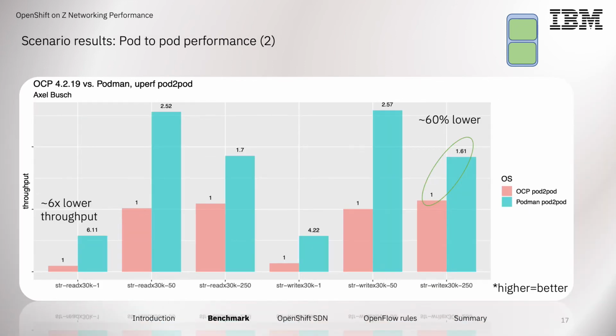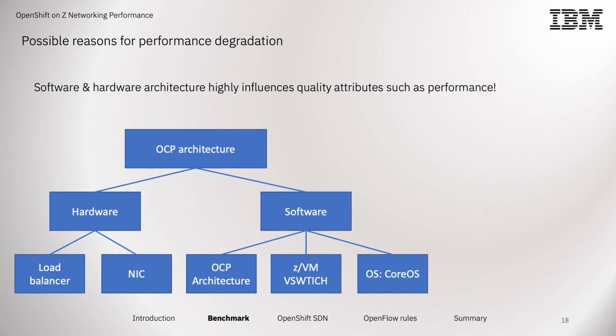This is very similar when having a look at the throughput. Depending on the workload, we lose about 60% of the throughput and up to a 6-times lower throughput, comparing running the workload in Podman and running it in OpenShift. What are the reasons for that?